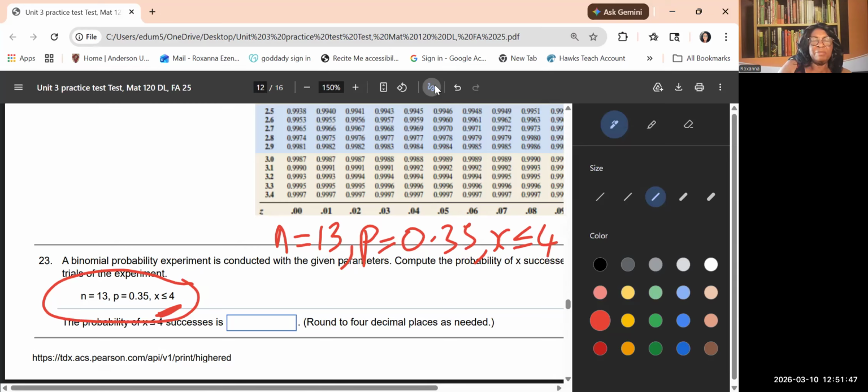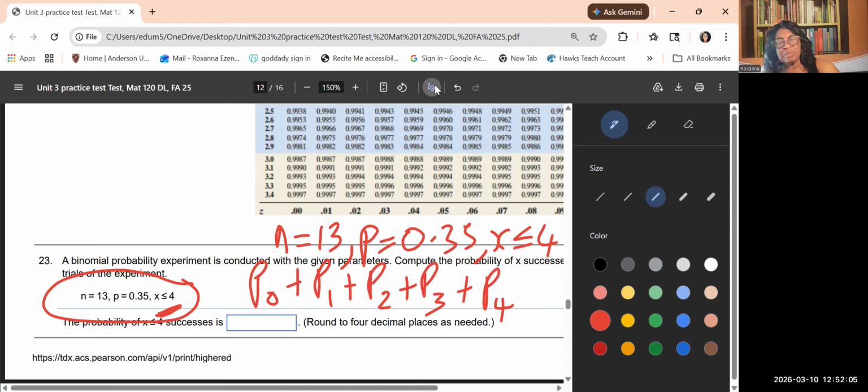What does it really mean? It means find P0 plus P1 plus P2 plus P3 plus P4. So the plus means add all of them together. So I can use any method, but I just want to refresh our memory. What is P0? What is P1?